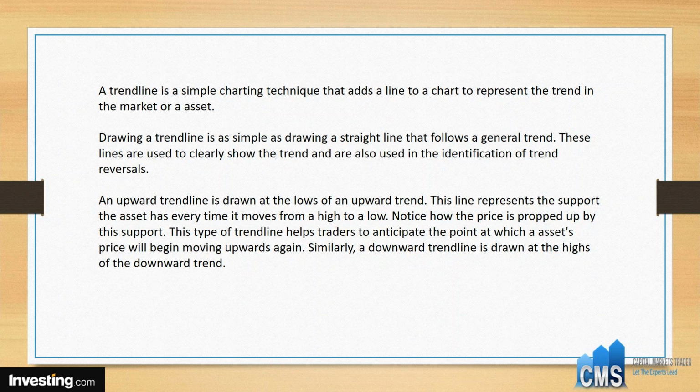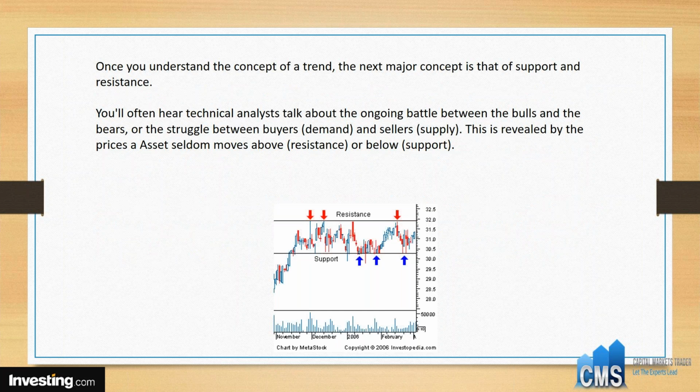A trend line is a simple charting technique that adds a line to a chart to represent the trend in the market. Now, drawing a trend line is simple as drawing a straight line that follows a general trend. These lines are used to clearly show the trend and are also used for identification of trend reversals. Now, that does oversimplify it, doesn't it? You're saying anybody can draw a line on a chart. Well, a trend line has rules. So let's go over to a live chart. Let's talk about what these rules are.